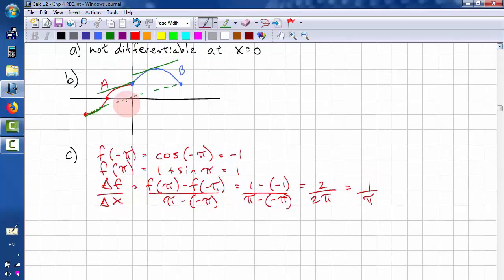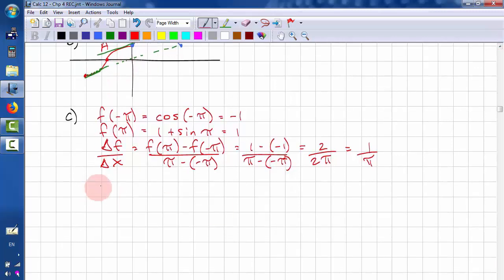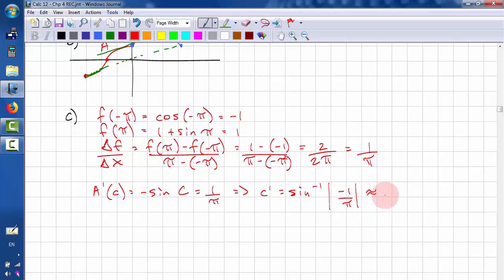Okay, so we'll call this function A, call this function B. So we have A prime of C equals negative sine C equals 1 over pi. That means C prime, we want the reference angle, equals inverse sine of the absolute value of negative 1 over pi. That is approximately, this one's okay to use decimal values, 0.3239. Now, we have to draw our chart here. All students take calculus. And this is negative. So we have an answer in quadrant 3 and quadrant 4. This is 0, and we're going in this direction, and this is negative pi. So we have 2 answers here.